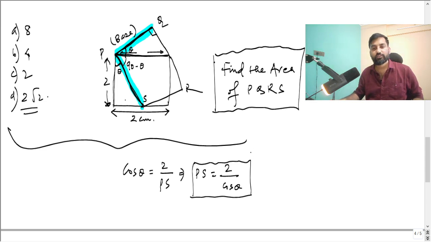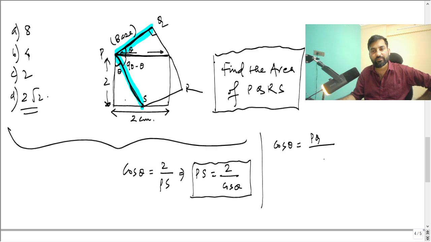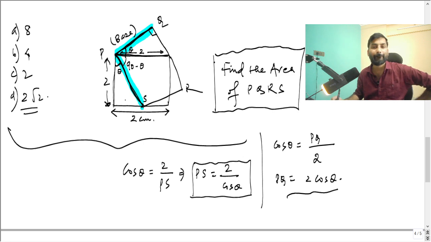So I can write here, you have to find cos theta again. Cos theta is going to be the base PQ upon the hypotenuse, that is 2 centimeters. So what is PQ now? PQ is going to be 2 cos theta, right? Okay, please remember this point. आपको याद रखना है, this 2 is nothing but a hypotenuse. It is not a base. मैंने पहले बेस बोल दिया, प्लीज करेक्ट इट.